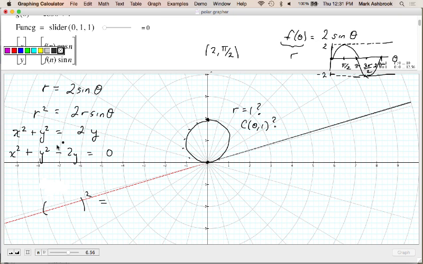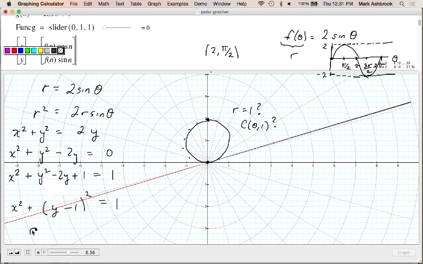So what completes the square? Half of this coefficient squared. Remember that? You take half of the coefficient of y, square it, and add that on. So what is that? Half of negative 2 is negative 1. Squared is 1. And equals? Not 0. You can't just add 1 to one side of the equation. You've got to add 1 to both sides. So then we get x squared plus, here's our perfect square, y minus 1 squared equals 1.